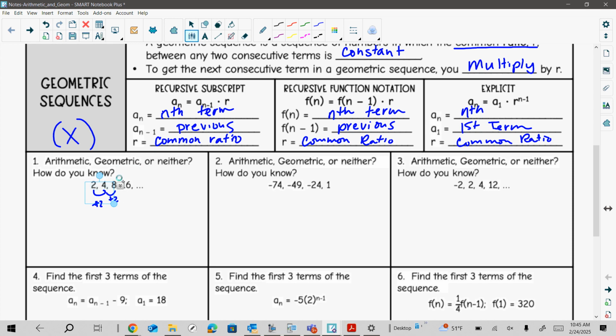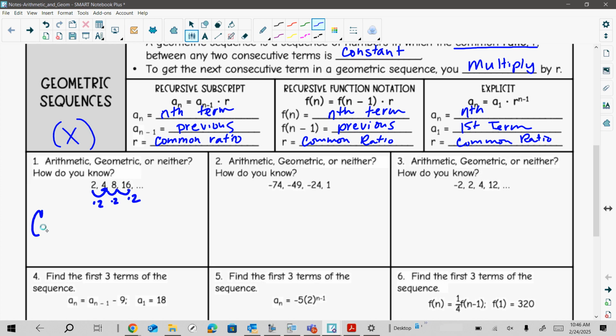Does that make sense? So geometric, right? Yep, so now it's geometric. So what am I multiplying? 2 times 2, and then if I do times 2 again, I get 8. And 8 times 2, sorry, I forgot that's showing. So it's geometric because it's multiplying each time.